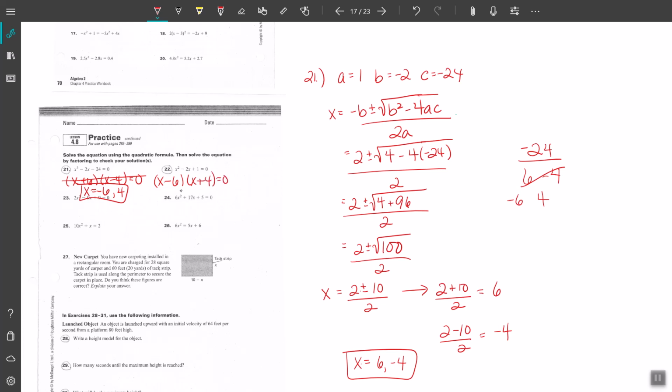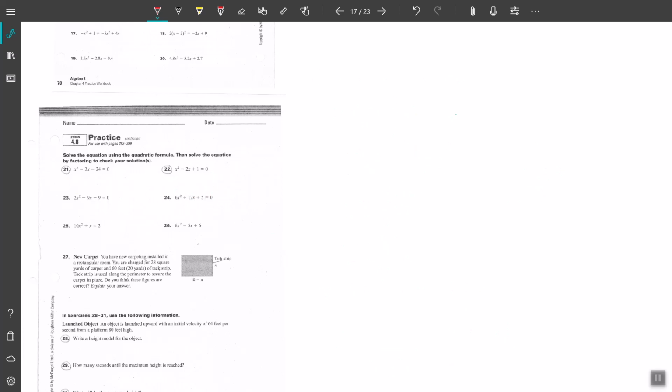All right, and then that works out with x of positive 6 and negative 4. So there it is. We can see that it does match with what we got over here using the quadratic. All right, let's do those steps one more time with number 22.